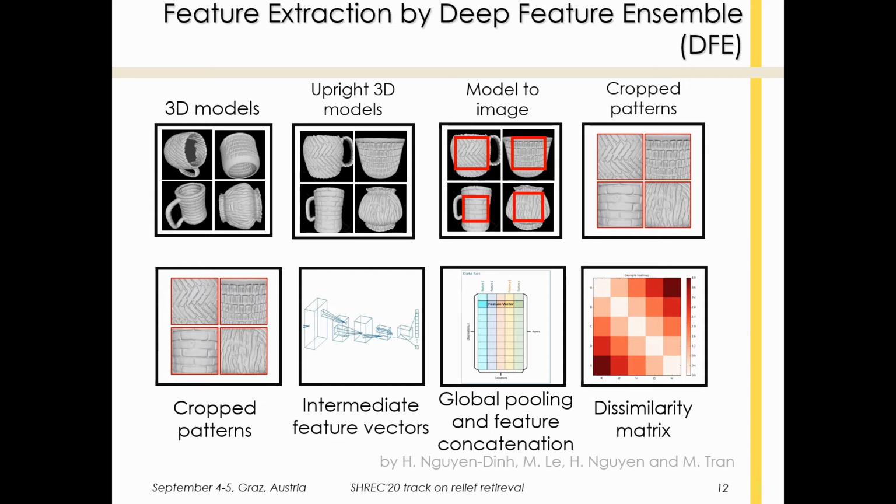Authors considered intermediate layers of these nets and concatenate them in one final feature vector. Finally, with the help of the average query expansion, a dissimilarity matrix is computed based on these feature vectors.